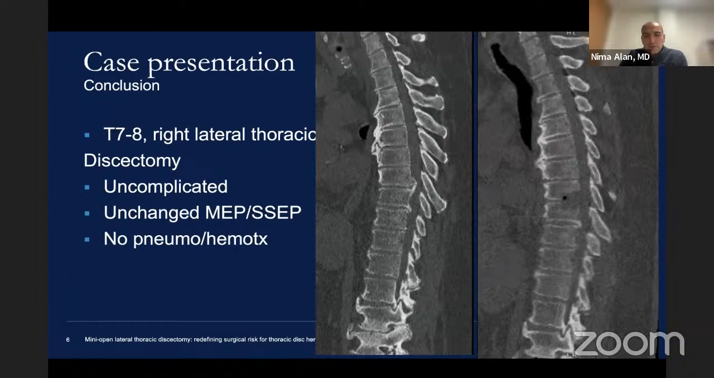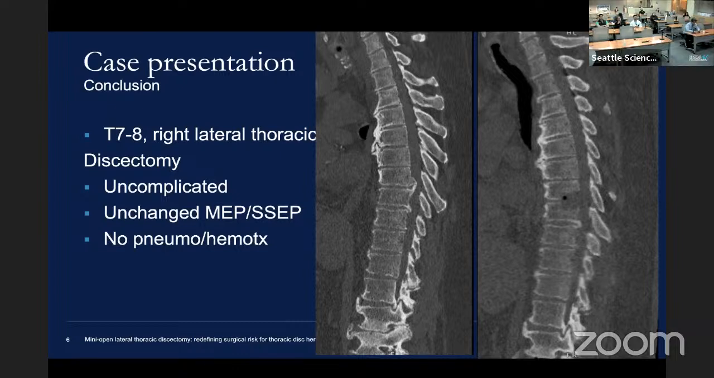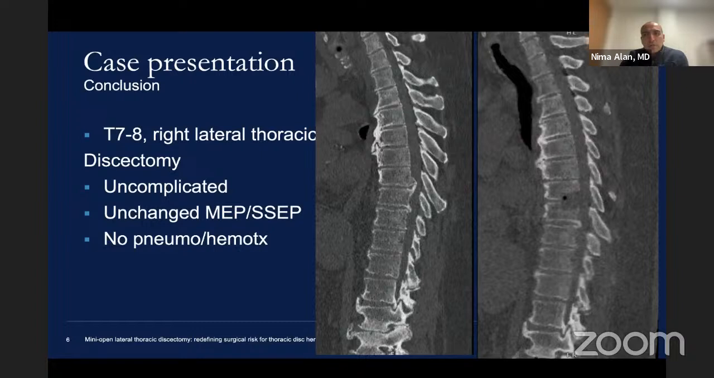Excellent discussion. Let me conclude this case presentation with this patient with a T7, T8 thoracic discectomy. We did a right-sided lateral thoracic mini open approach for thoracic discectomy. It was uncomplicated intraoperatively, with unchanged motor and unchanged SSEPs. I do check baselines before I even turn the patient. I think it does help to set a baseline before the patient is even positioned.